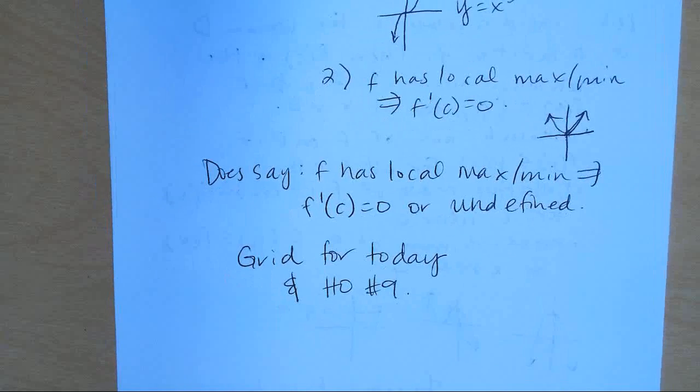Homework is the grid for today and handout number 9, the handout on related rates. Whatever's on the grid for today.